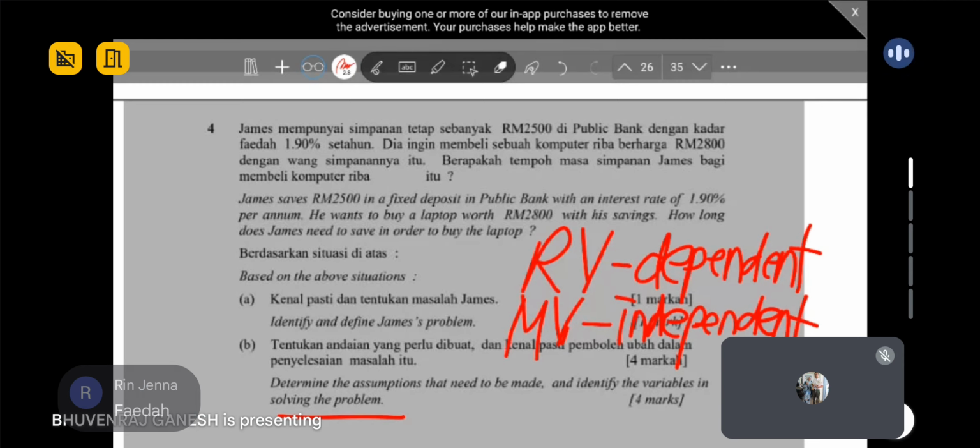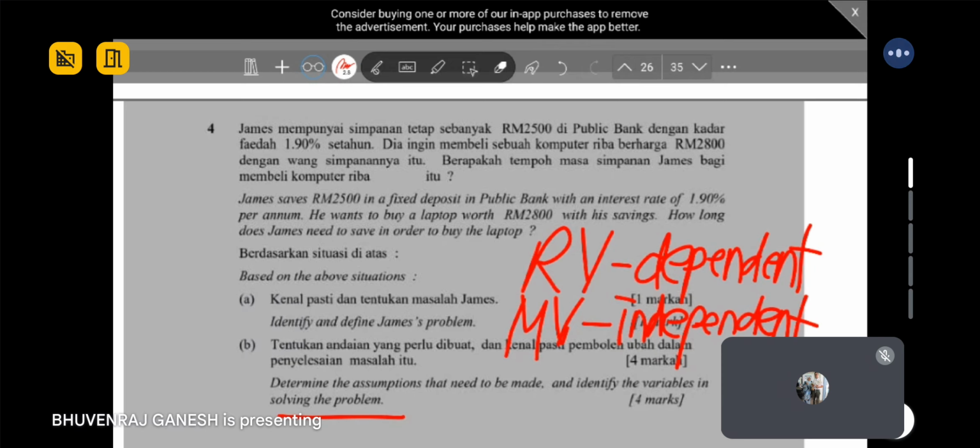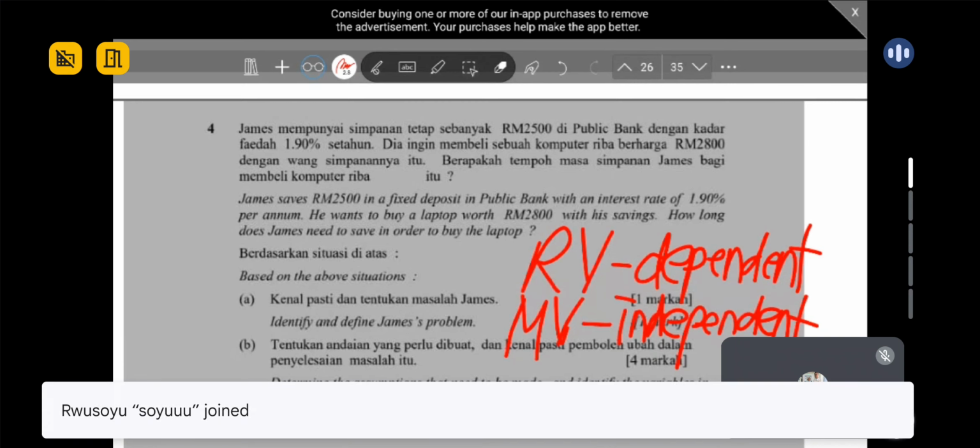Faedah bukan. Faedah dia tak berubah. Am I right? Faedah dia dah masuk bawah constant variable. Pemboleh ubah dimalarkan. Time taken to save money. No. Your time taken is for your MV, guys. MV tu adalah masa yang diambil. Time is usually under MV, right? Pemboleh ubah dimanipulasi. Time taken is MV.